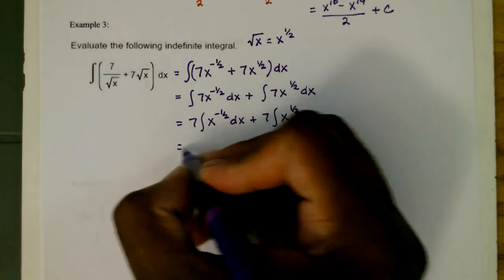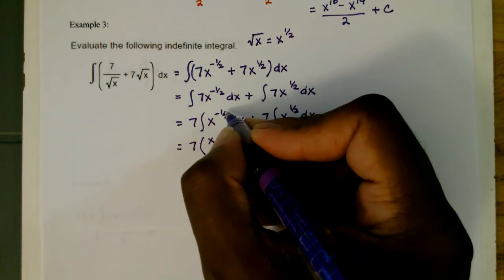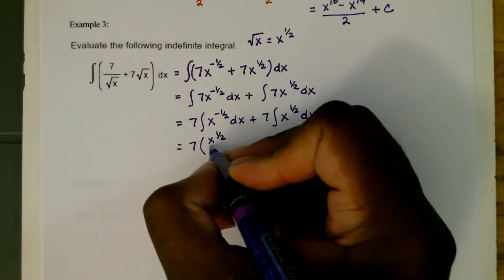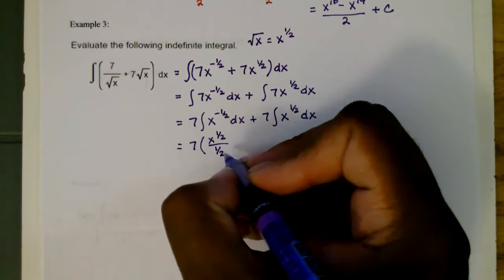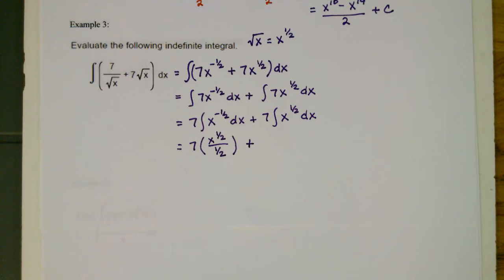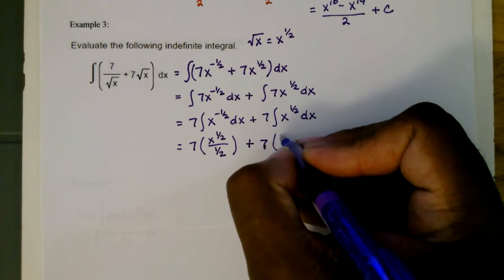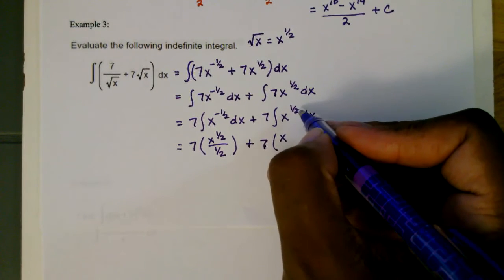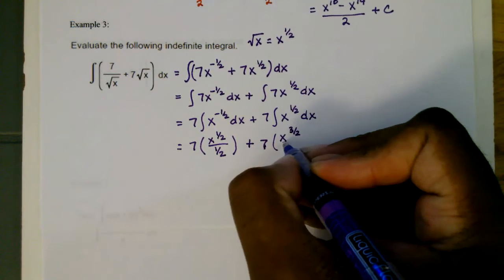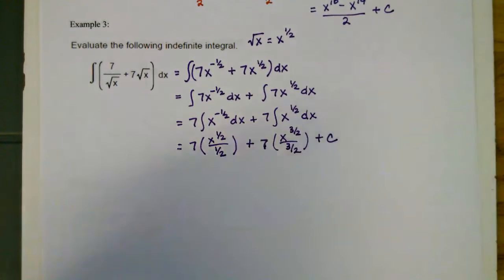And now we integrate each one of these. So I'm going to bring down the 7, copy the x over, and add 1 to the negative 1/2. So negative 1/2 plus 1 would be positive 1/2. And then that's divided by that new exponent, 1/2. Plus, bring down the 7. For the x, I increase the power by 1. So 1/2 plus 1 would be 3 over 2, all divided by 3 over 2. And then plus c.